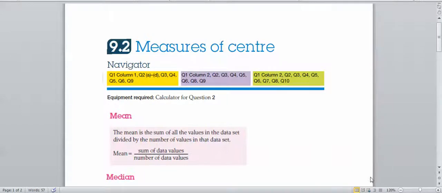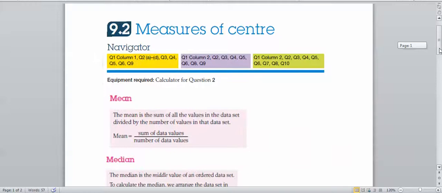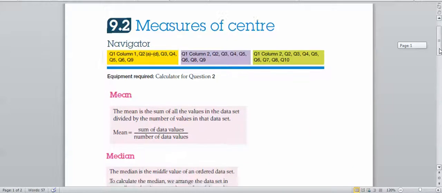Okay, Year 7. So we're starting a new topic, which is statistics and probability, which is chapter 9. And sorry, I can't be there today. I'm not feeling the greatest. I'm just going to go through the theory behind 9.2.